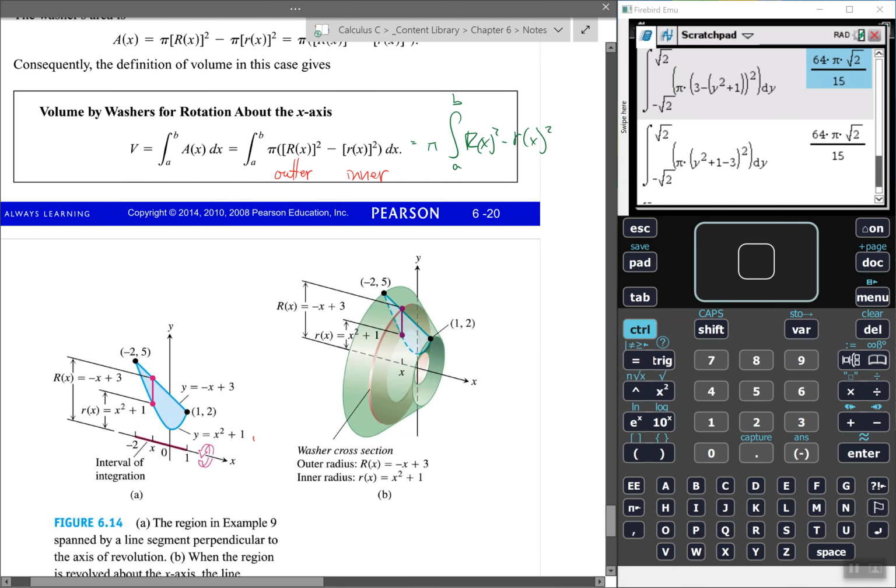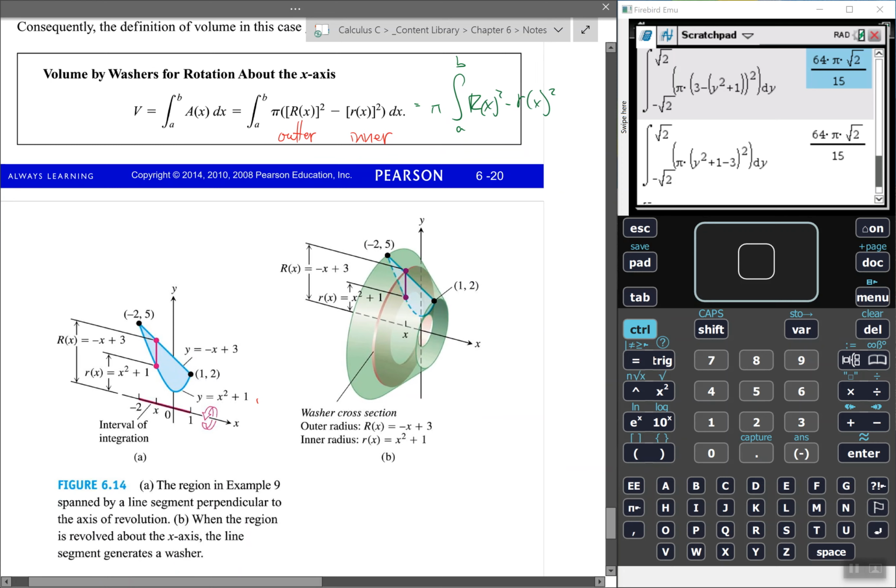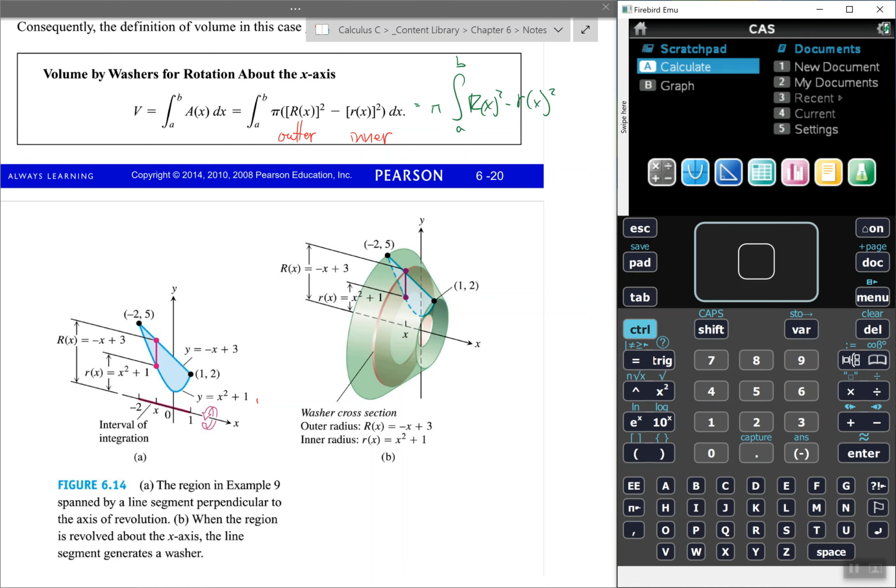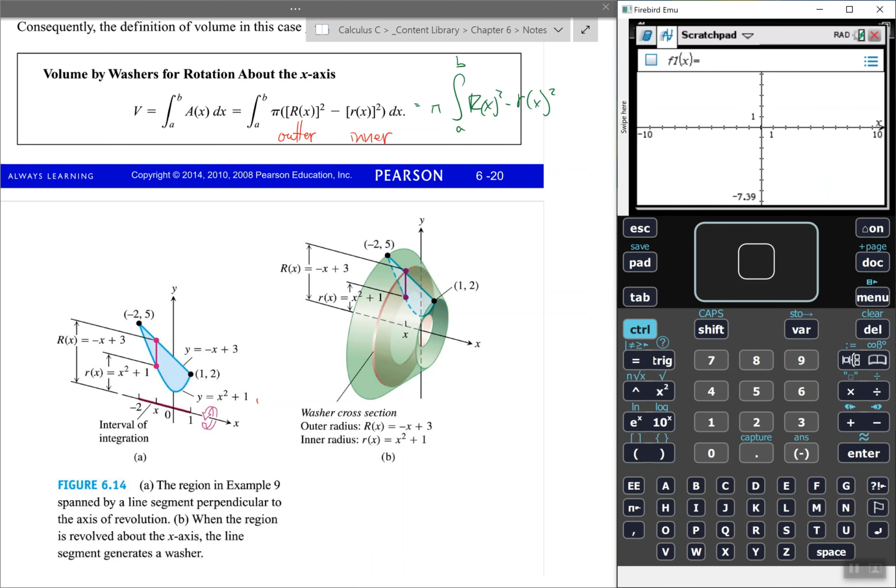So for this first example, they give us the functions y equals negative x plus 3, and then the little r is x squared plus 1. So they've given us two functions. If they give you two functions without a picture, what you want to do right away is graph them. You absolutely have to know which function is outside and which function is the inside. So always graph if you don't get a picture. So there's the first function. Then our second function is x squared plus 1.